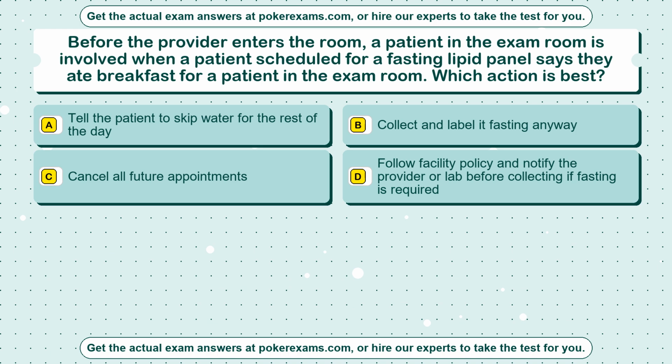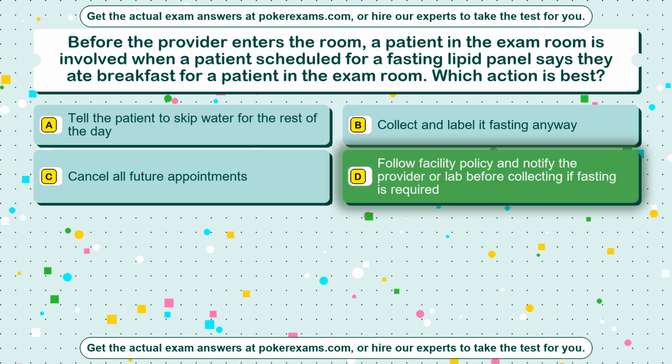Question 21. Before the provider enters the room, a patient in the exam room is involved when a patient scheduled for a fasting lipid panel says they ate breakfast. Which action is best? Option A, tell the patient to skip water for the rest of the day. Option B, collect and label it fasting anyway. Option C, cancel all future appointments. Option D, follow facility policy and notify the provider or lab before collecting if fasting is required.